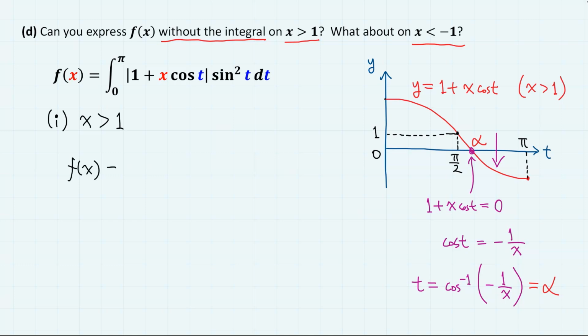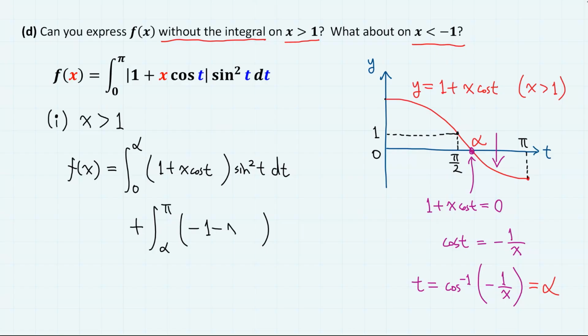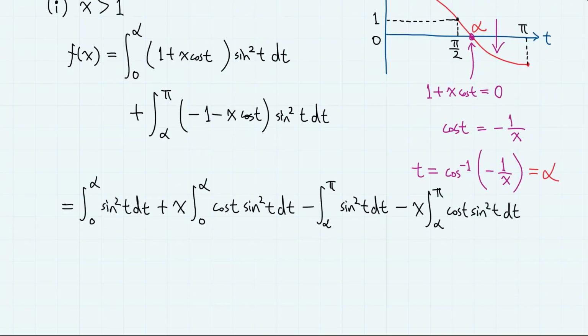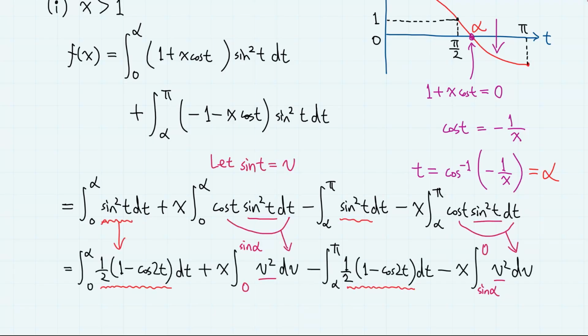Therefore, from the graph, the integral becomes from 0 to alpha, just 1 plus x cosine t sine square t dt. Then from alpha to pi, minus 1 minus x cosine t sine square t dt. So again, we split the integrals. Again, we replace sine square t with 1/2 times 1 minus cosine 2t. And we use substitution sine t equals v. Hence, cosine t dt equals dv.